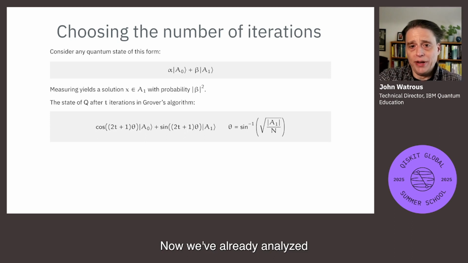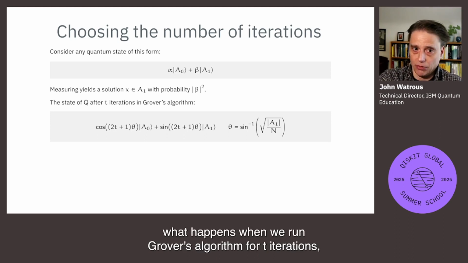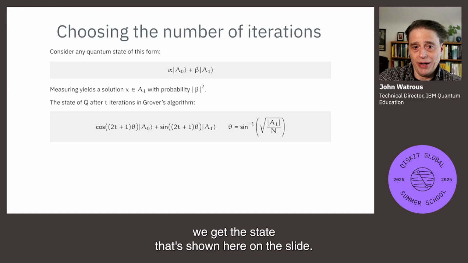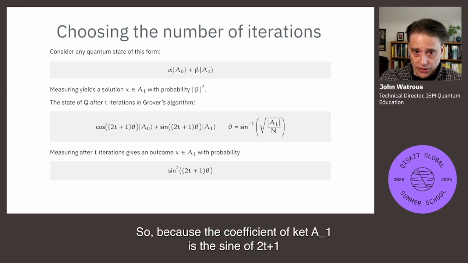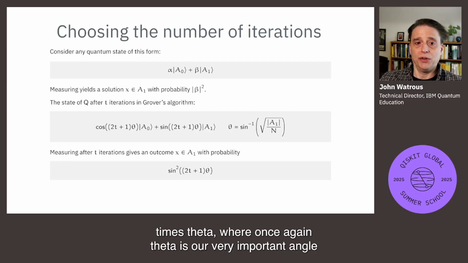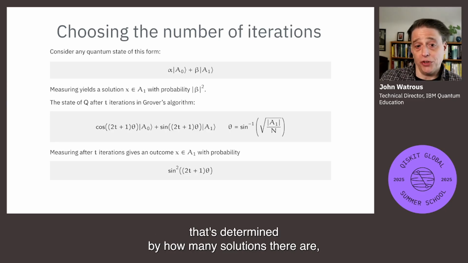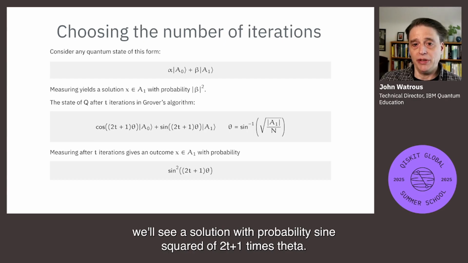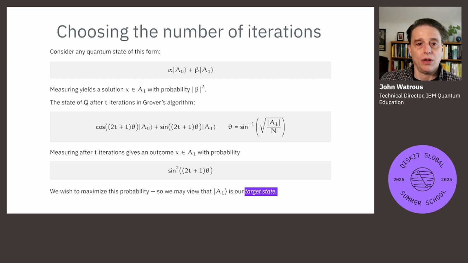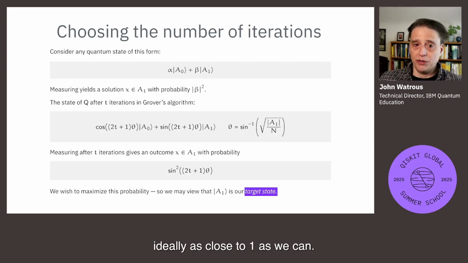Now, we've already analyzed what happens when we run Grover's algorithm for t iterations. We get the state that's shown here on the slide. Because the coefficient of ket A1 is the sine of (2t+1) times theta, where once again theta is our very important angle that's determined by how many solutions there are, we'll see a solution with probability sine squared of (2t+1) times theta. We'd like to make that probability large, ideally as close to 1 as we can.